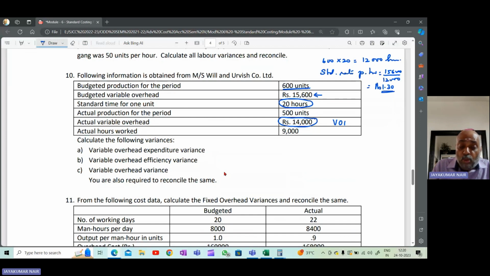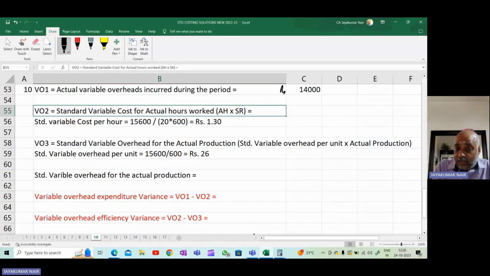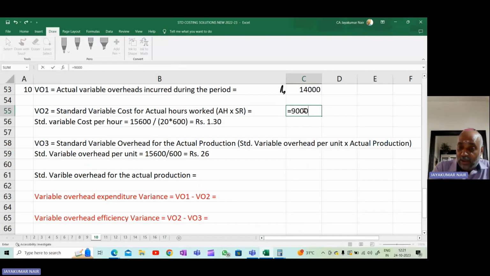Now you have to find the actual hours worked, which is given to you as 9,000. So 9,000 into 1.30 gives you VO2, which is rupees 11,700. This is the standard variable cost for the actual hours worked. Actual hours worked is 9,000 and the standard rate per hour is 1.30, so the cost is 9,000 into 1.30, which gives you 11,700.